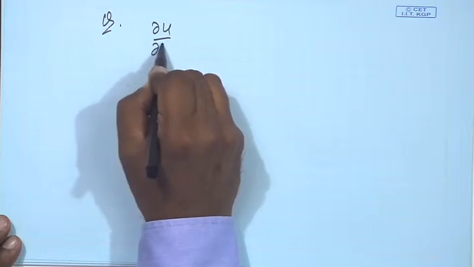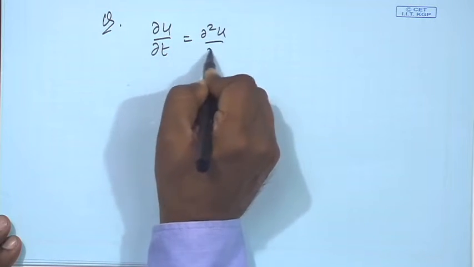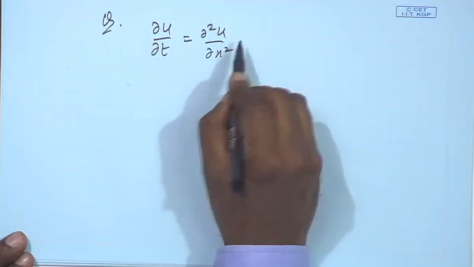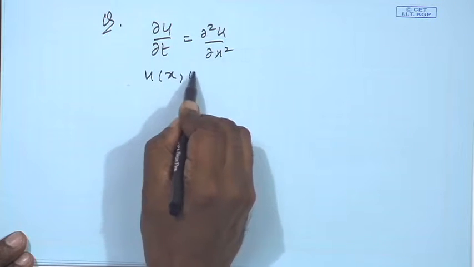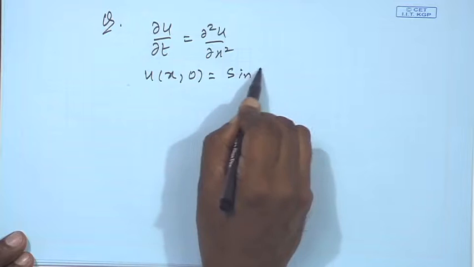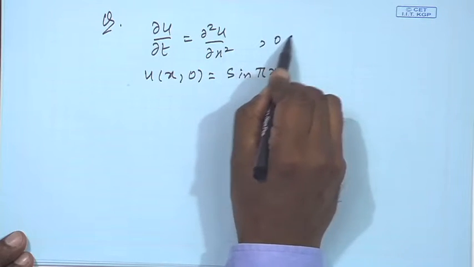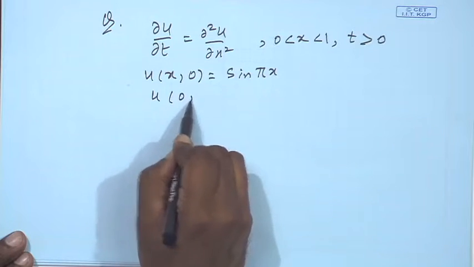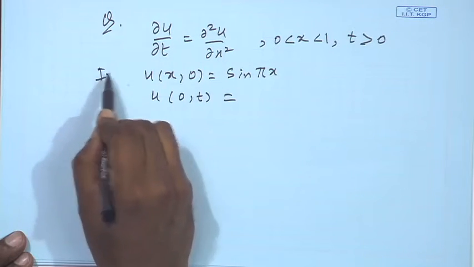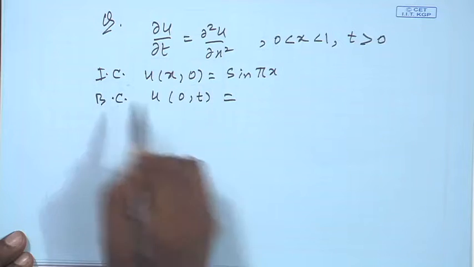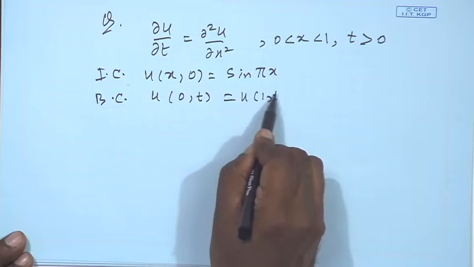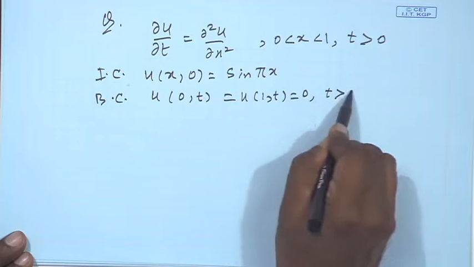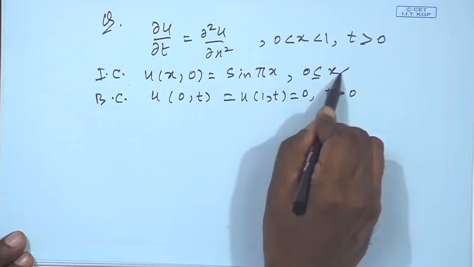So this equation, del u del t equal to del 2 u del x 2, say, with u(x, 0) equal to sin pi x for 0 less than x less than 1, t greater than 0, this is the initial condition, and u(0, t) equal to u(1, t) equal to 0, this is the boundary condition, for t greater than 0 and 0 less than or equal to x less than or equal to 1.